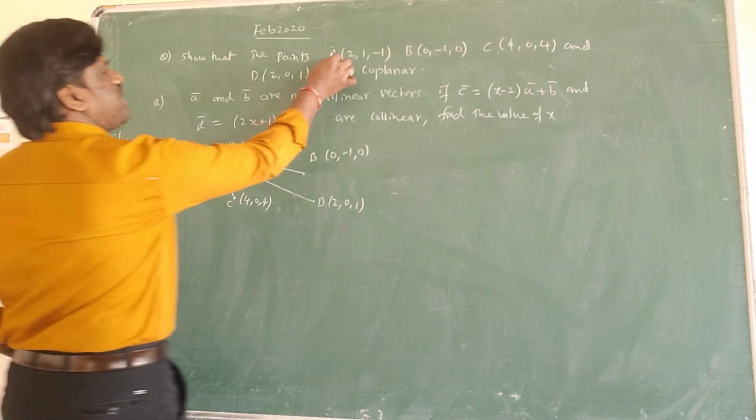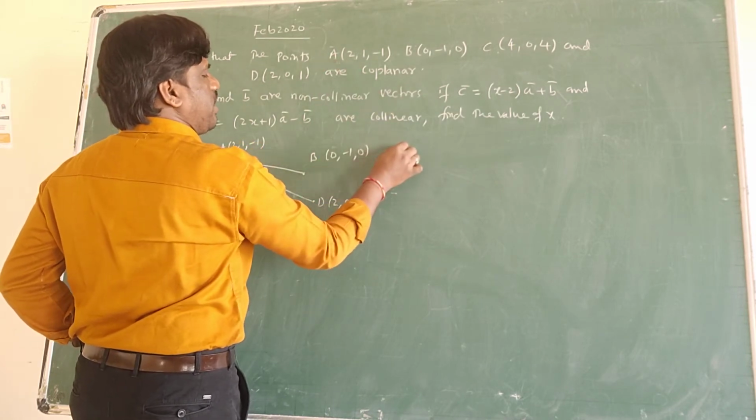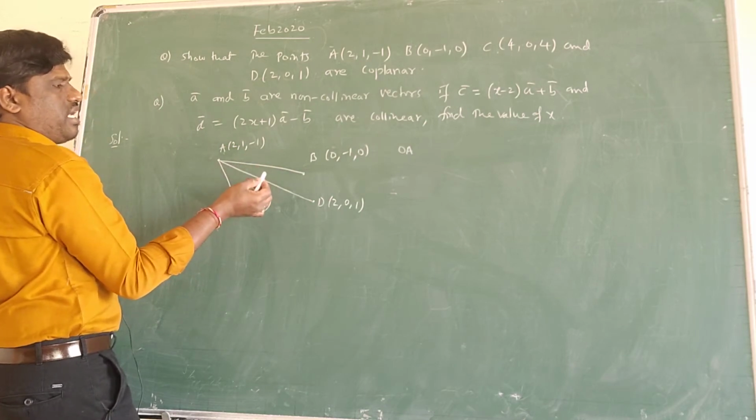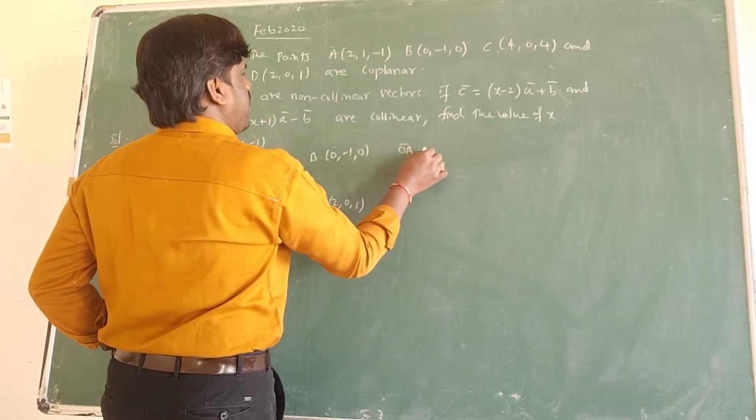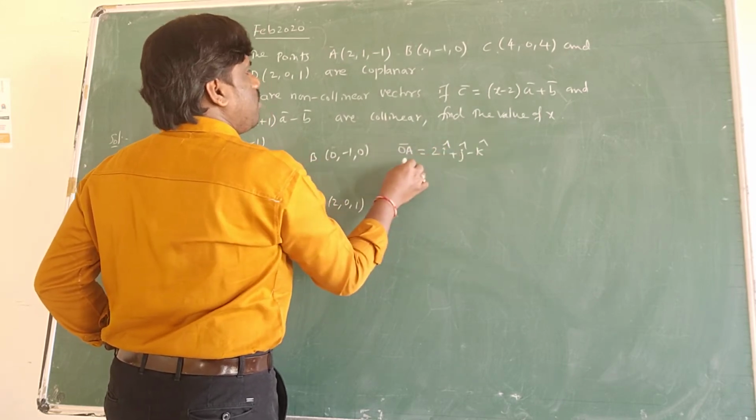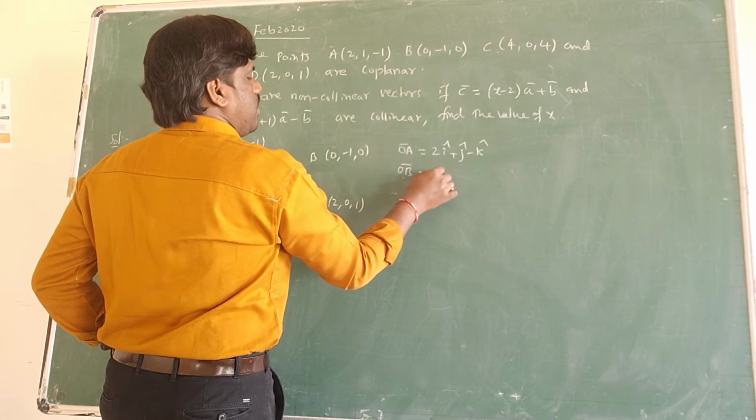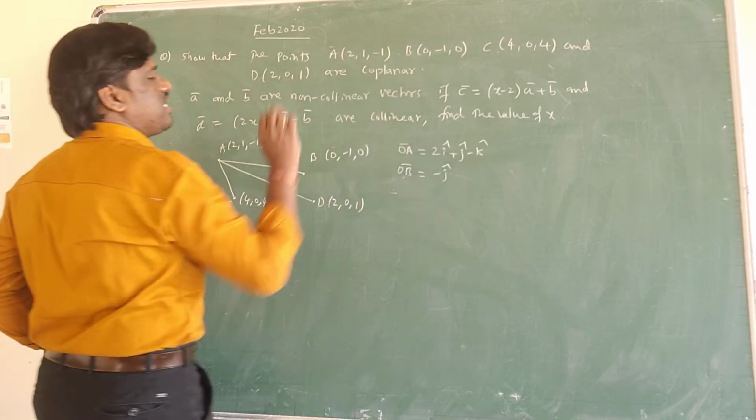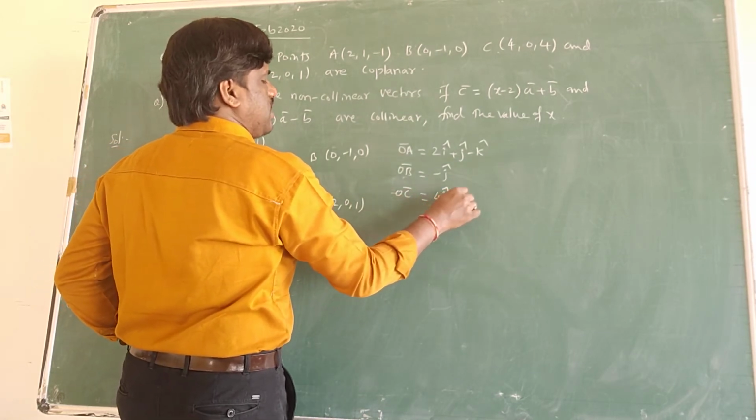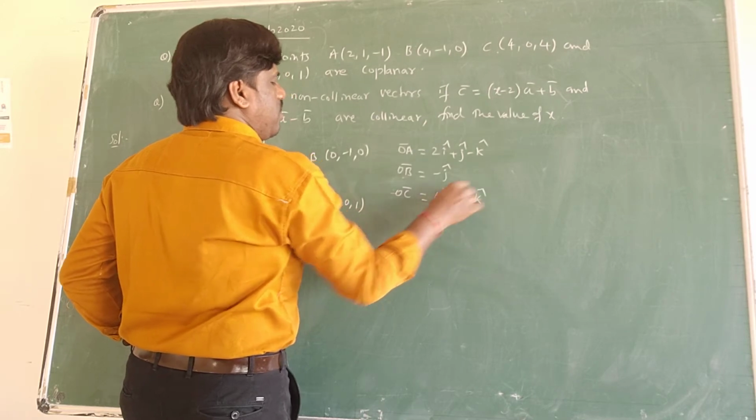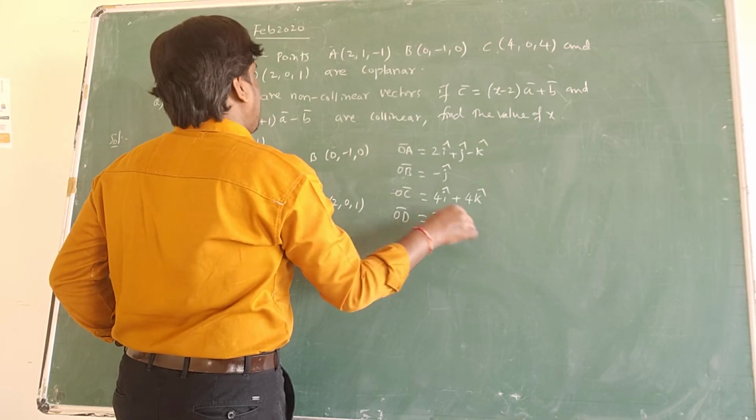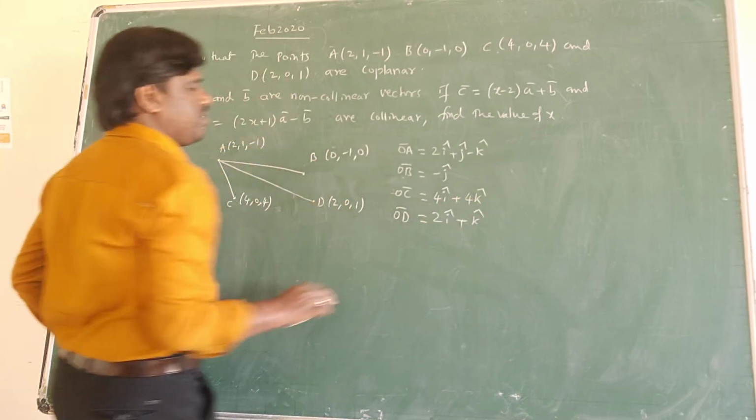The position vector of A, that is OA, or you can take small a, is equal to 2i cap plus j cap minus k cap. Position vector of OB is minus j cap because i and k are 0. Position vector of OC is 4i cap, j is 0, plus 4k cap. Position vector of D is 2i cap, j is 0, plus k cap. So these are the points.